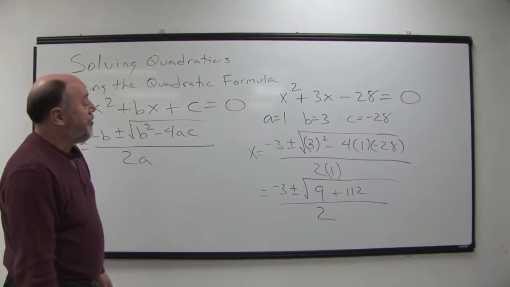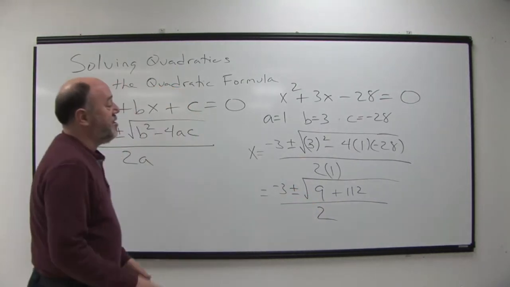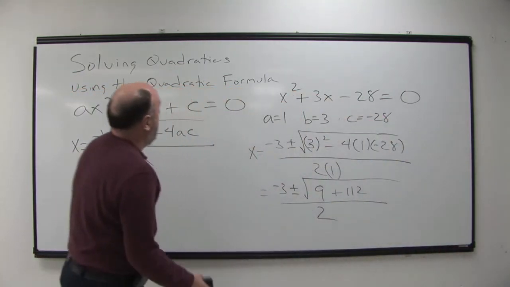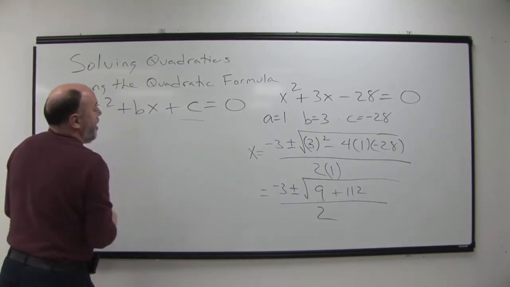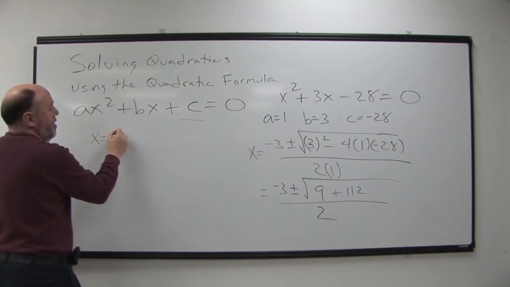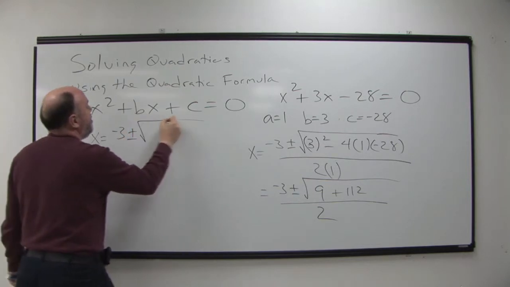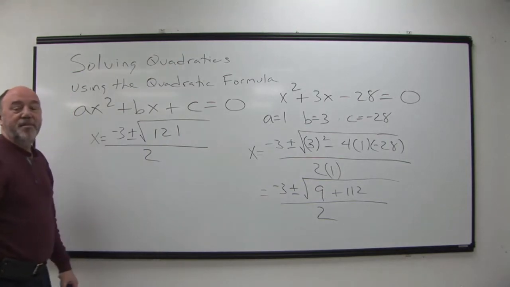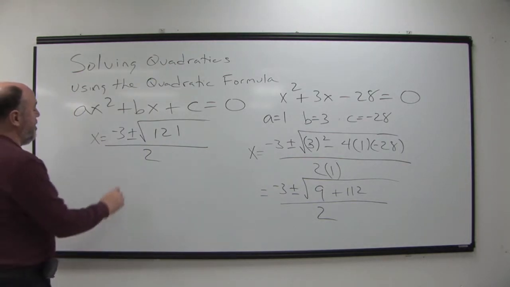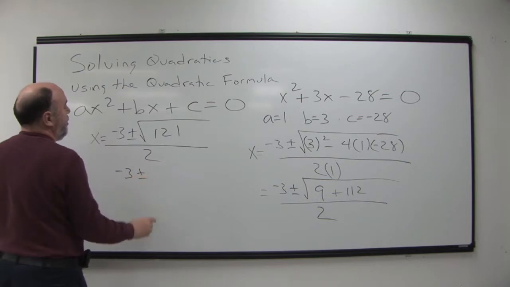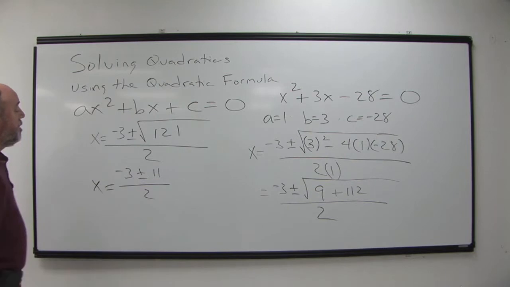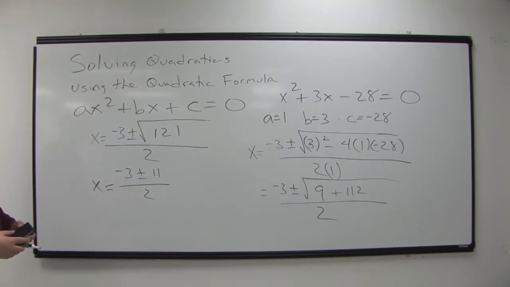So now we need to simplify what we have underneath our square root. And so we would have that x is going to be minus 3 plus or minus the square root of 121, over 2. The square root of 121 is 11, over 2. And now from here we get our two answers, our two solutions to our problem.